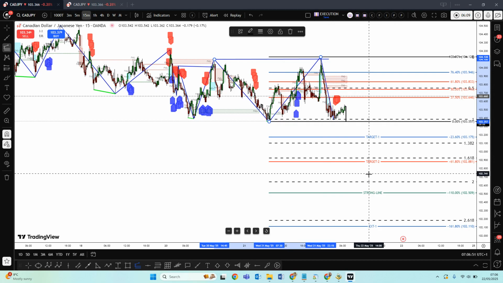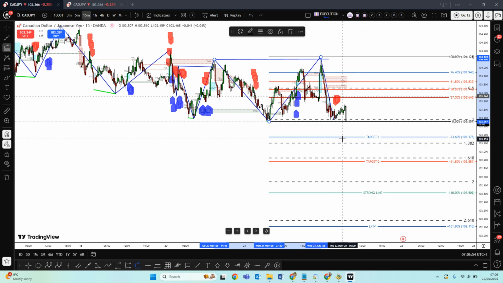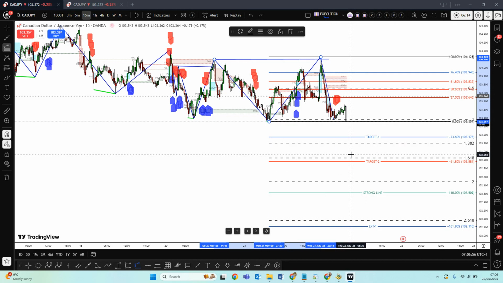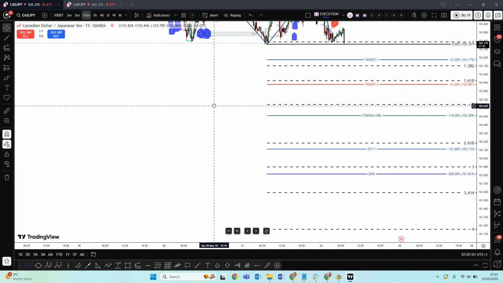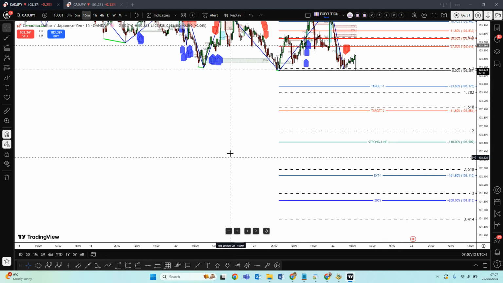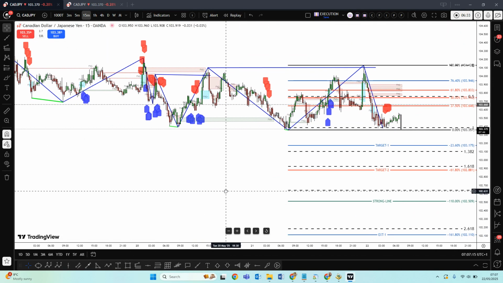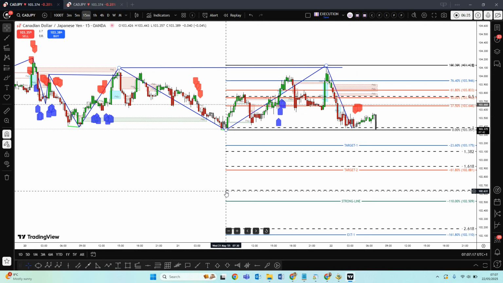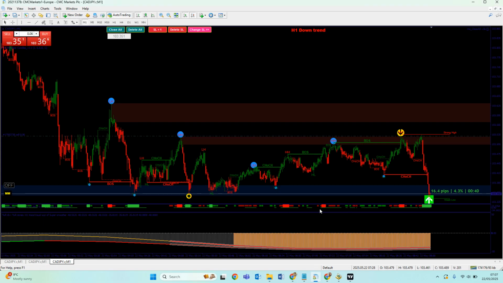Looking for confluence. We have a confluence here. You see all these levels. This one is stronger. It's very close. We have the extension one here close as well. Okay, so that's basically the play. See, price has broken the low now. Okay, very strong trade.